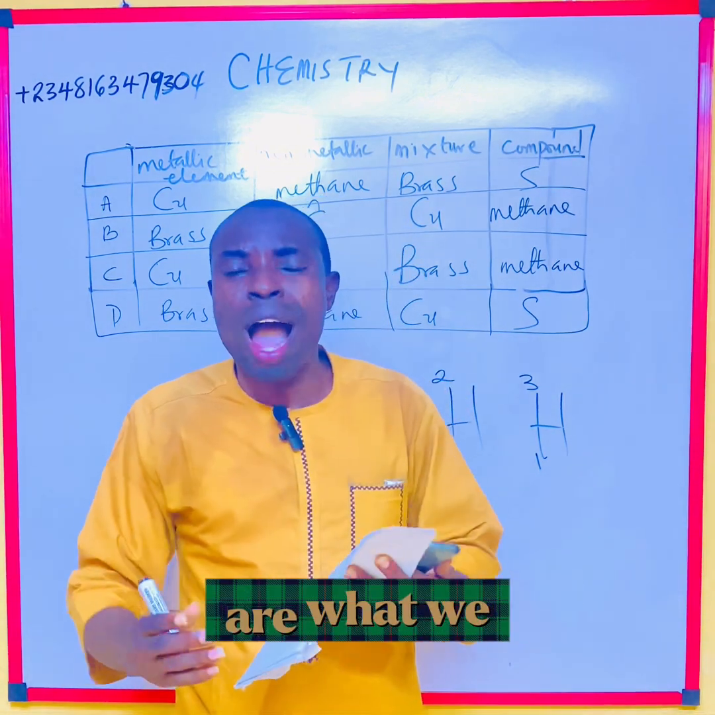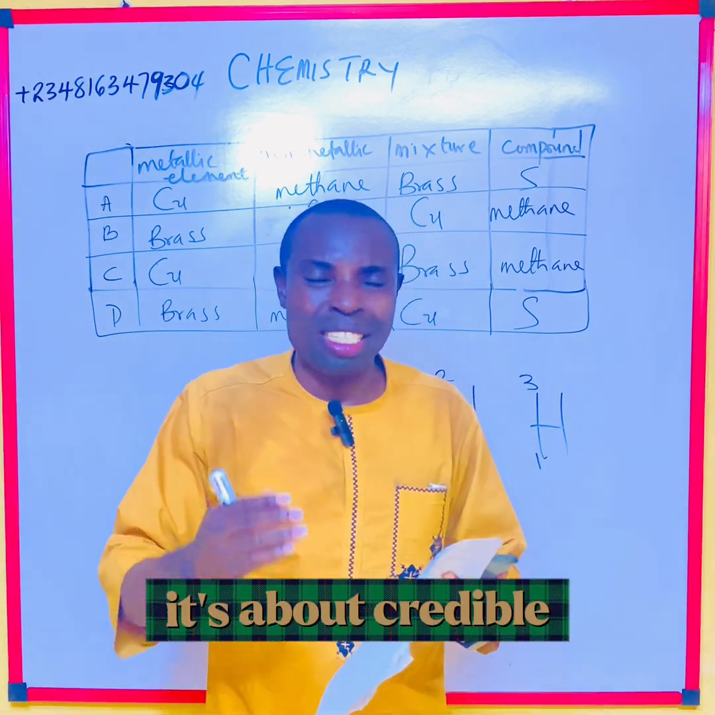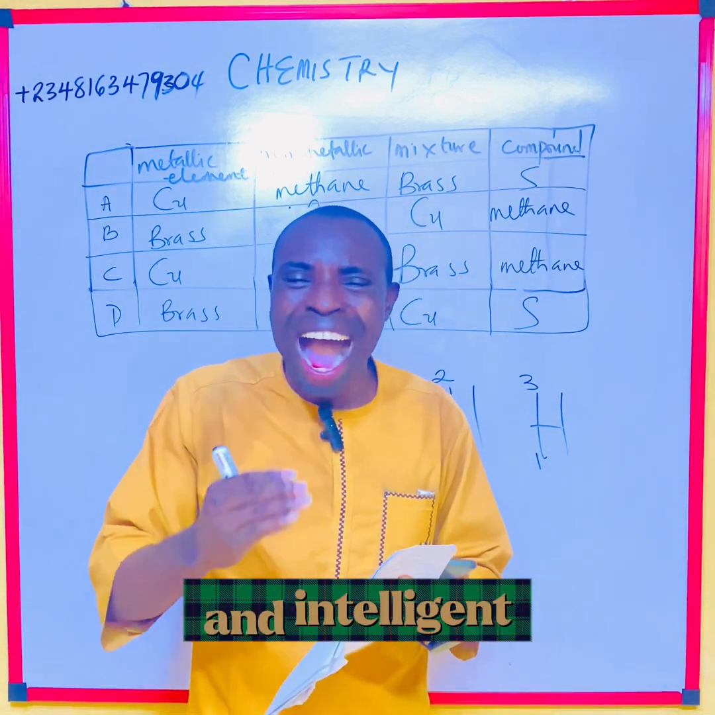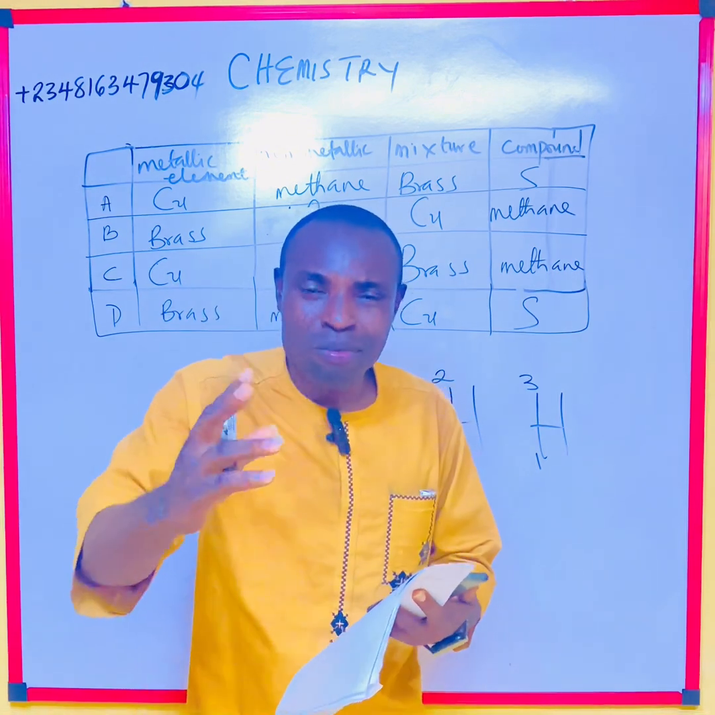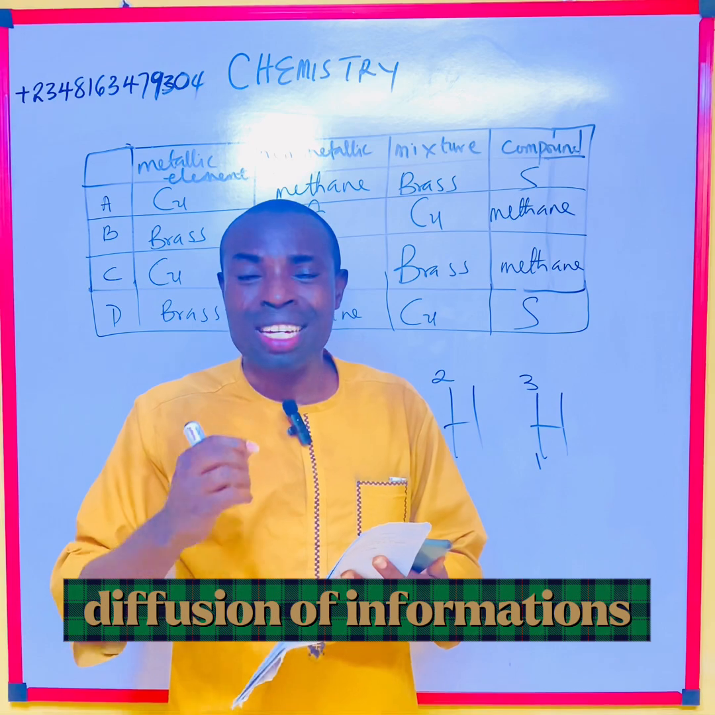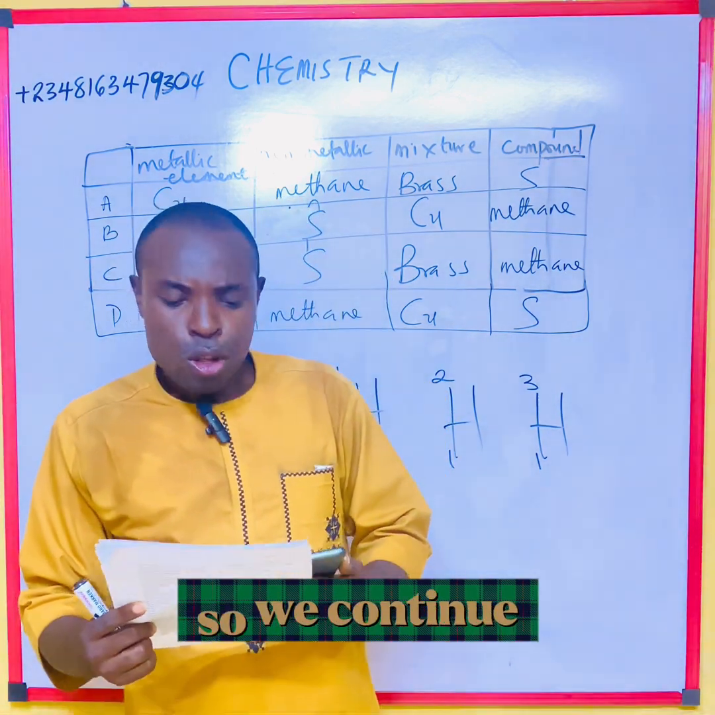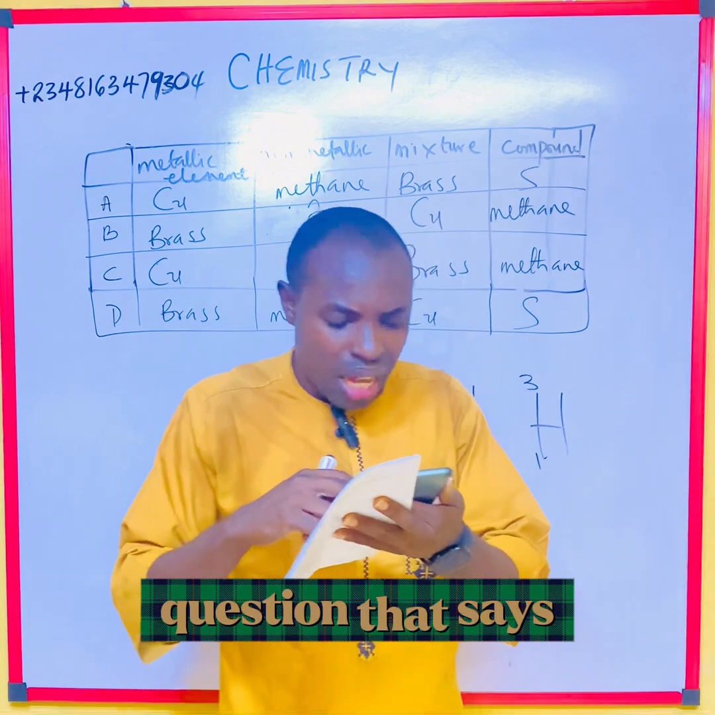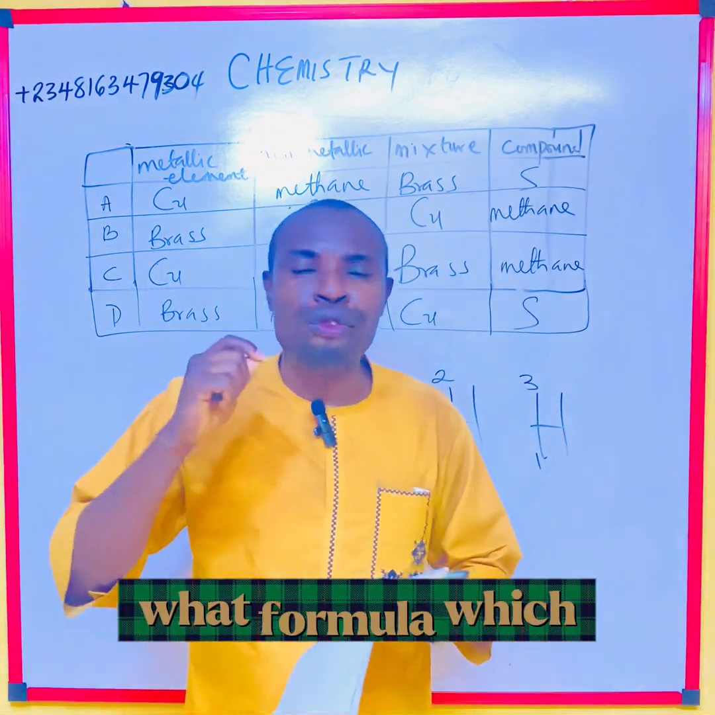All these attributes are what we have. It's not about the money right now. It is about credible and intelligent diffusion of information that is correct, that is apt, and that does make sense. So we continue to the next question that says, which formula is an empirical formula?